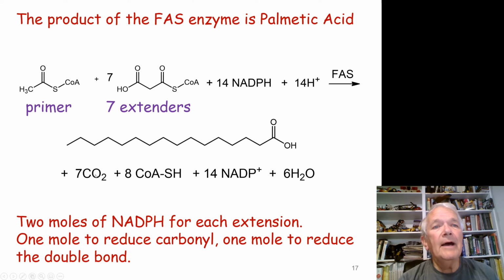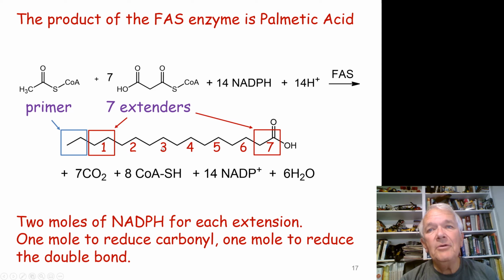So your total stoichiometry here is you start with 8 of the acyl coenzyme A groups. You needed 7 CO2s. You needed 14 moles of NADPH. Why 14? Because you have to do 2 reductions in each round. One for the carbonyl, one for the double bond. And so that's the overall stoichiometry. So this gets you to the 16 carbon unit, where these very first 2 carbons were the primer. And then you had 7 other units which come from the extender.